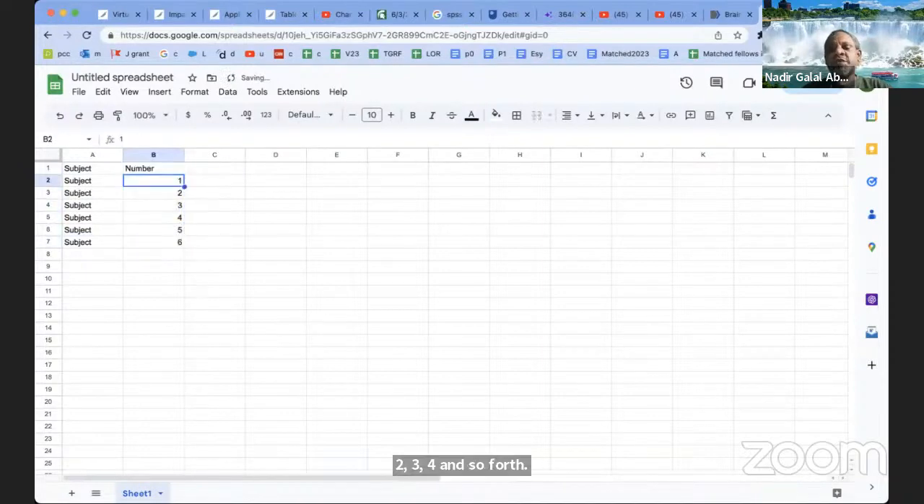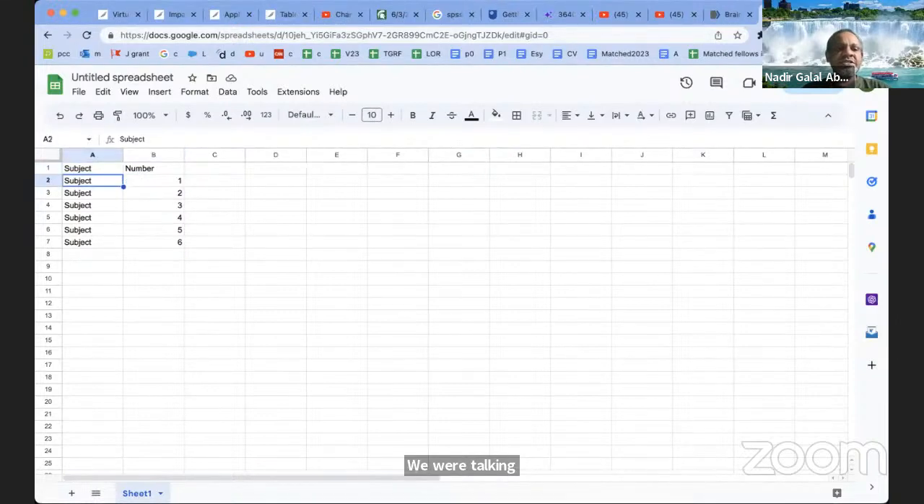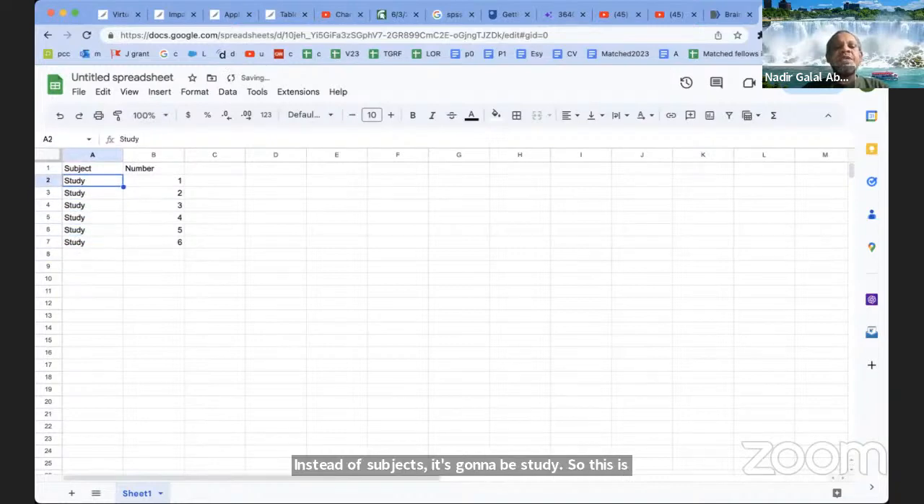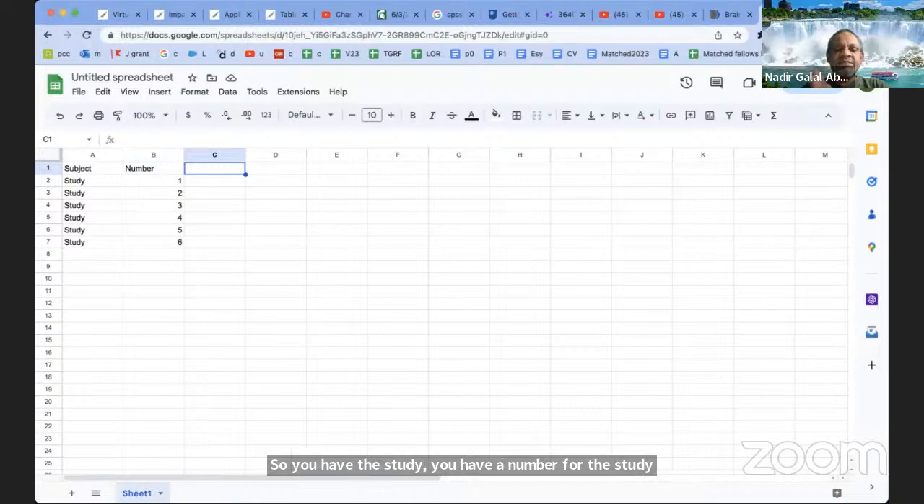This is one way of doing collection. Let's say we were talking about a systematic review. Instead of subject, it's going to be study. So this is going to be study number 1, study number 2, and so forth. So you have the study, you have a number for the study, or you can identify that specific study with an ID. This ID will be specific for the study, or in case of subject, for the subject, so that you can collect the specific information about that subject or study. And this will help us in the database later on.